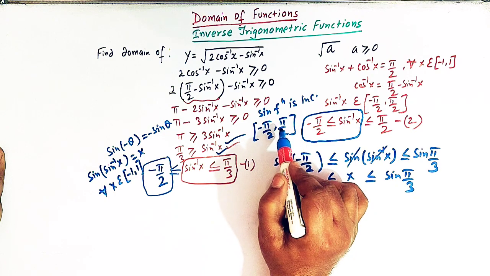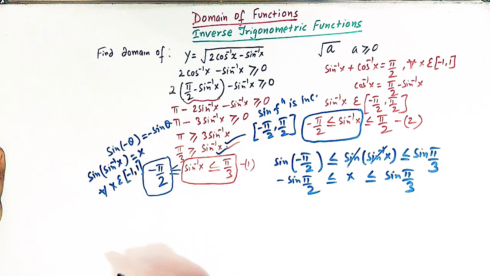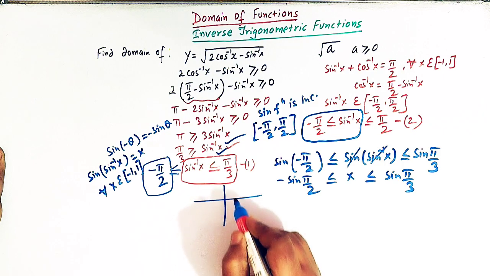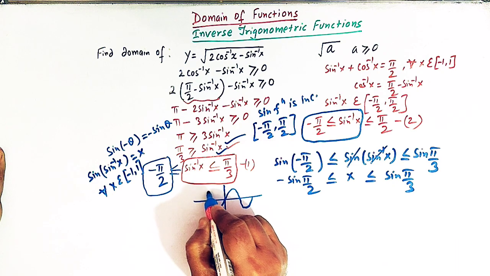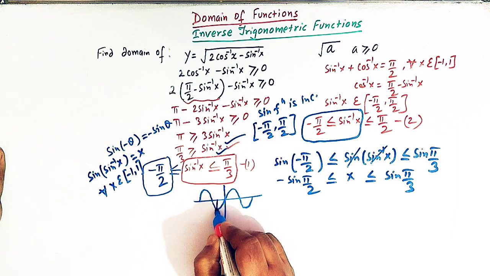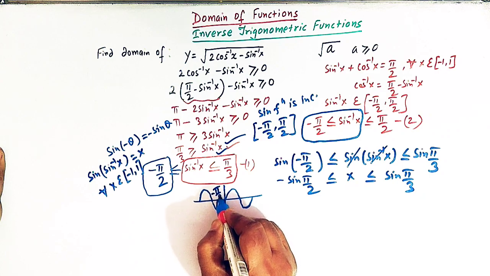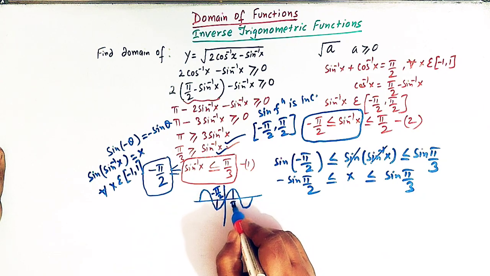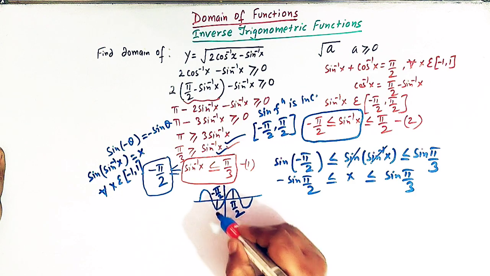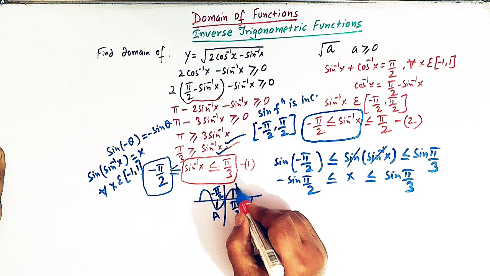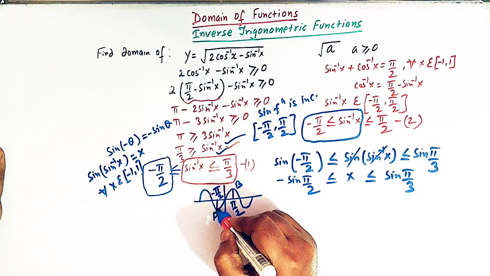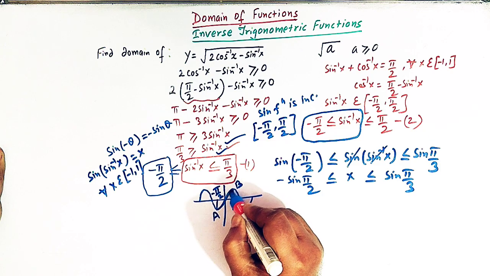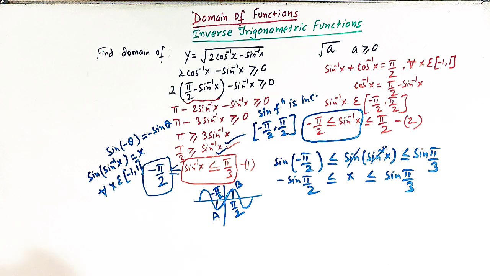So we can also see this fact from the graph of sine function, right? See here we have the graph of sine function, and here we have minus pi by 2, and here we have pi by 2, right? So from this point, that is from point A to point B, when we go from minus pi by 2 to pi by 2, then we get this curve, right? And from A to B, the sine function is an increasing function.